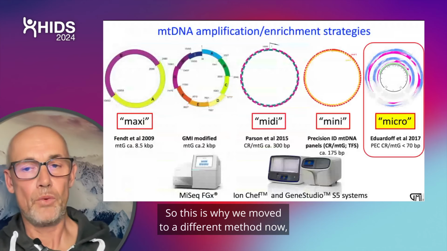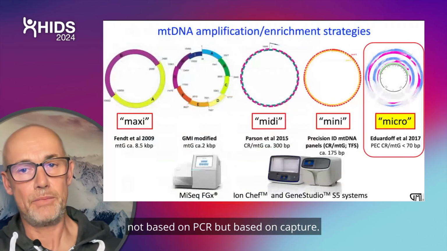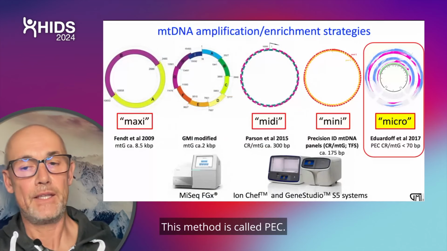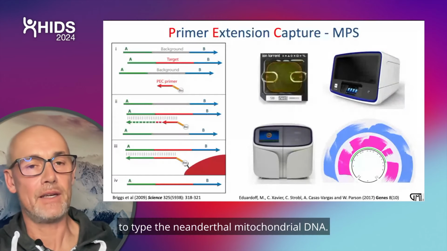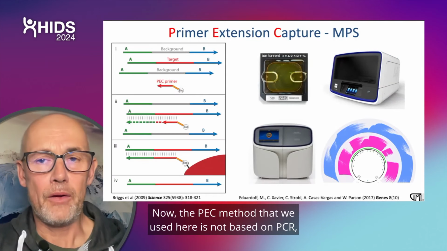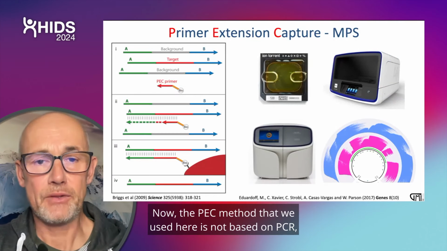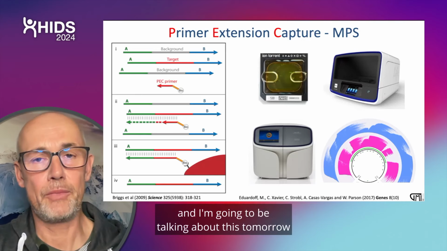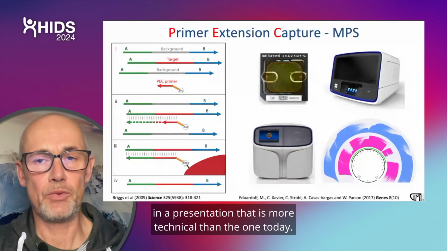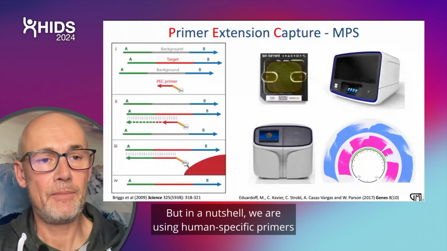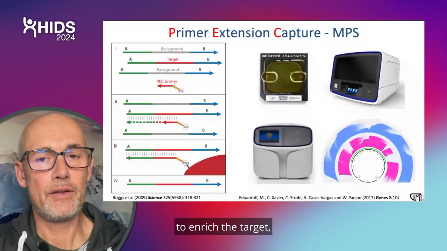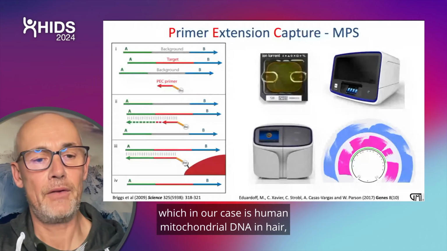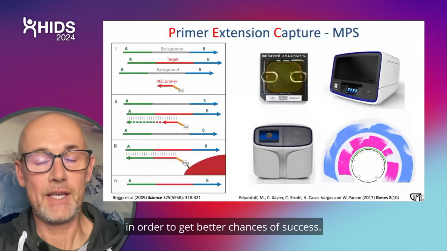So this is why we moved to a different method, now not based on PCR, but based on capture. This method is called PEG. It was developed from ancient DNA scientists to type the Neanderthal mitochondrial DNA. Now, the PEG method that we used here is not based on PCR, it's a capture method, and I'm going to be talking about this tomorrow in a presentation that is more technical than the one today. But in a nutshell, we are using human-specific primers to enrich the target, which in our case is human mitochondrial DNA in hair, in order to get better chances of success.